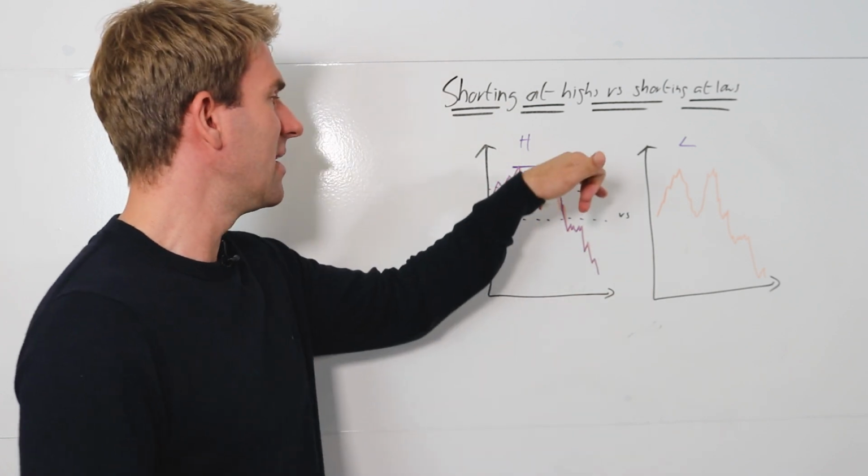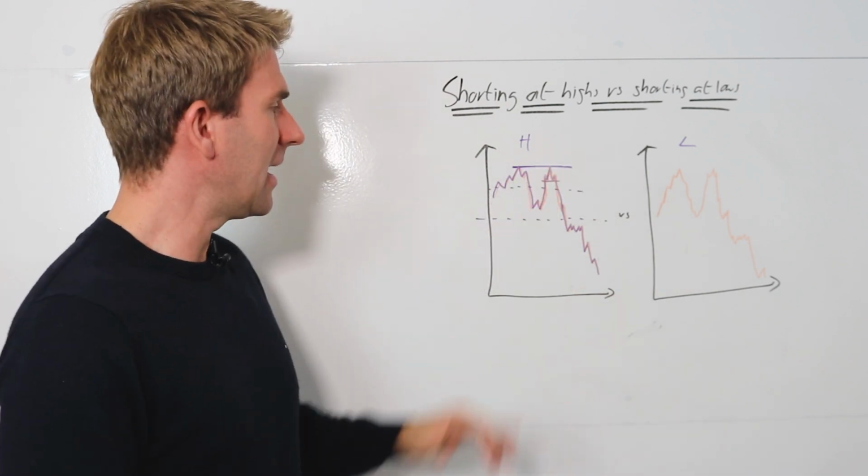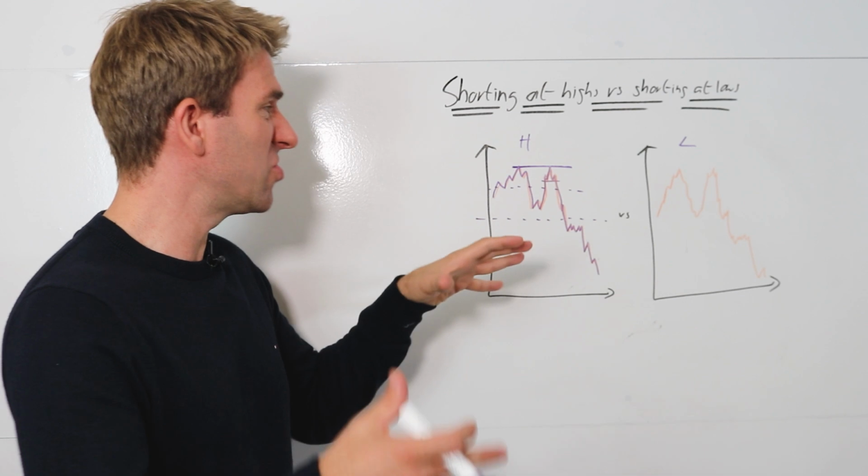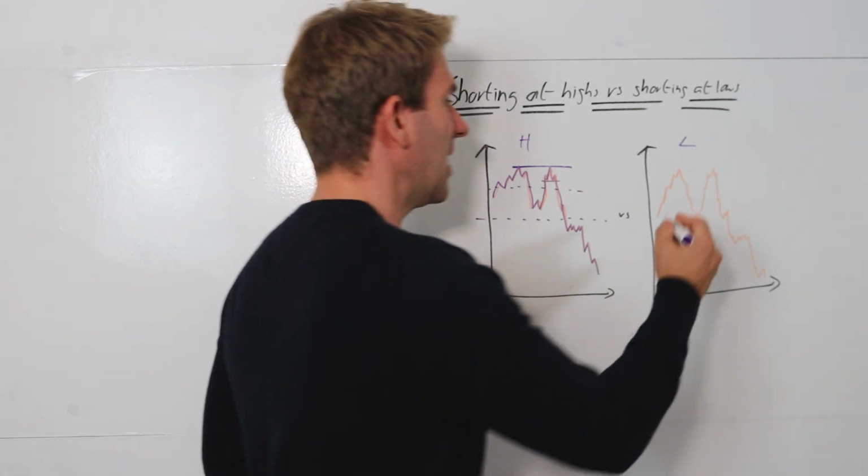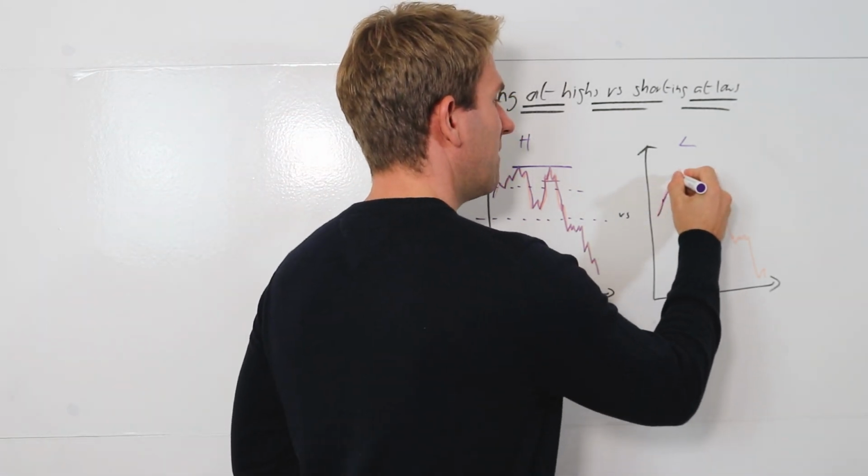So shorting the highs would be kind of selling the double top, maybe selling that little mini head and shoulders there, just about make it out. Shorting at lows would be the same type of pattern on the chart.